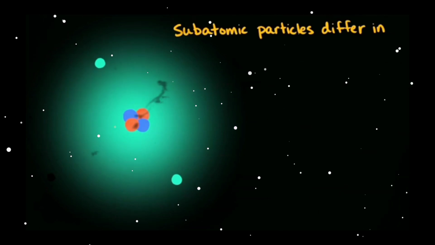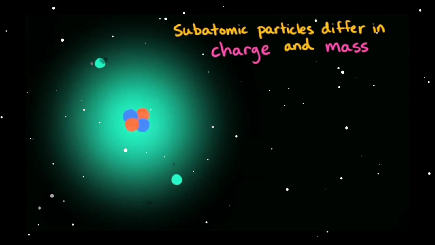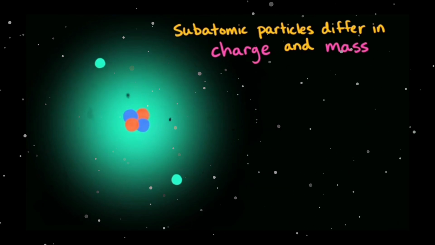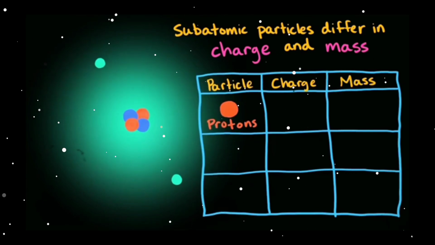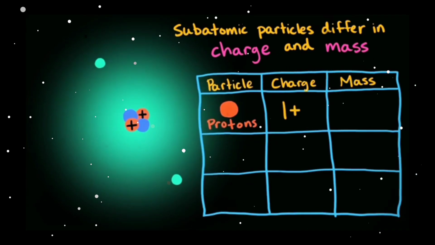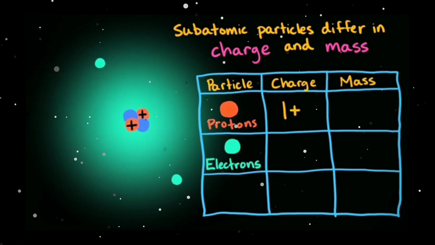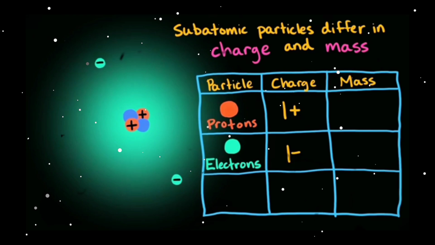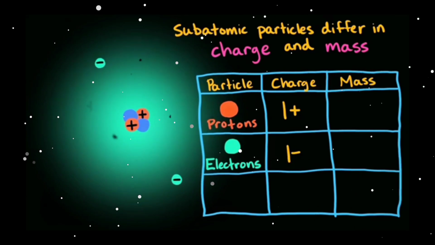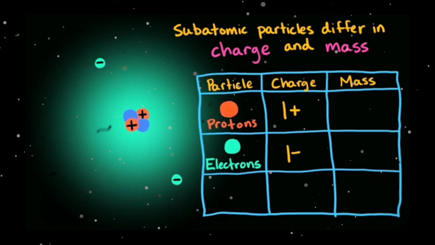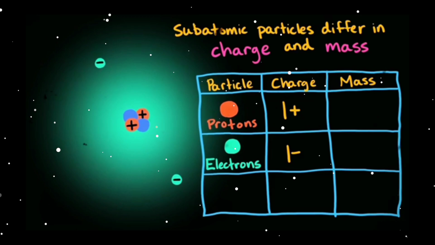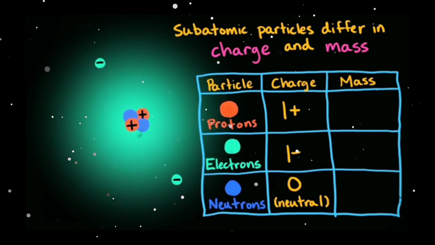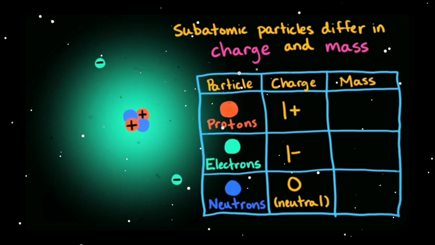Protons, neutrons, and electrons differ in terms of their charge and mass. Let's take a look at charge first. Protons have a positive charge of 1 plus, and electrons have a negative charge of 1 minus. These charges are equal and opposite. So, when protons and electrons are paired in atoms, their charges cancel. Neutrons have no charge, which means they are neutral.